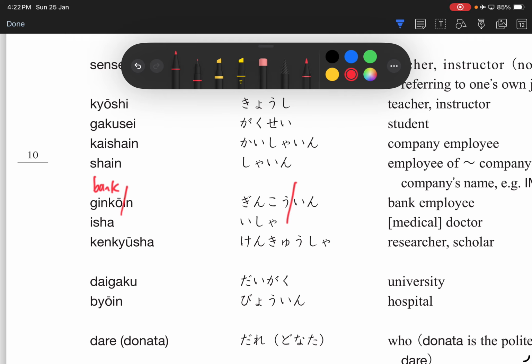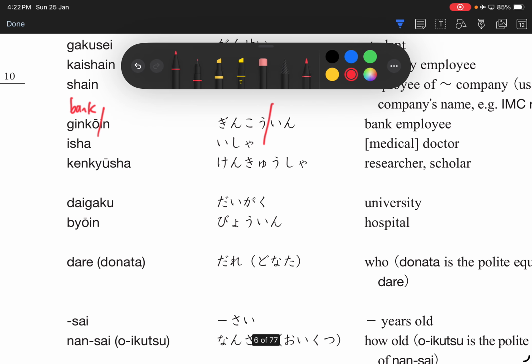Isha, so it's doctor. Kenkyusha. Right, so W sound, so long U sound. Moving on to the next one.